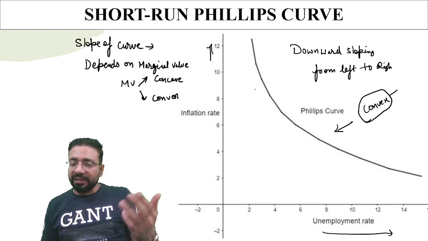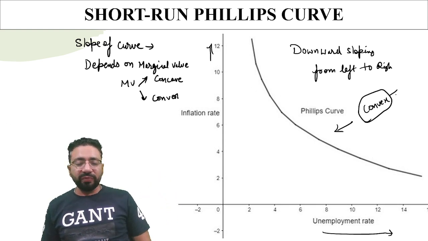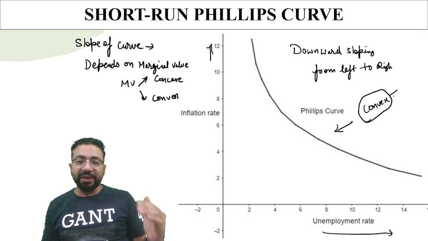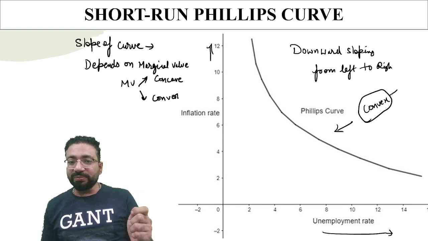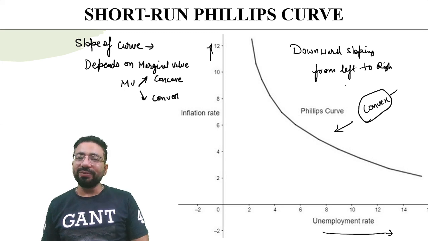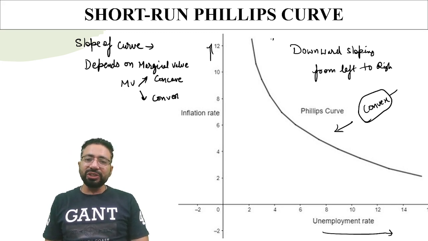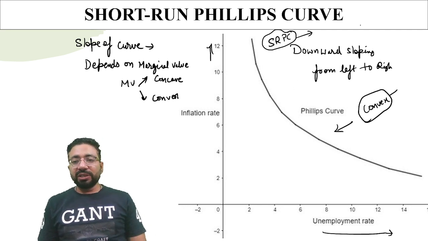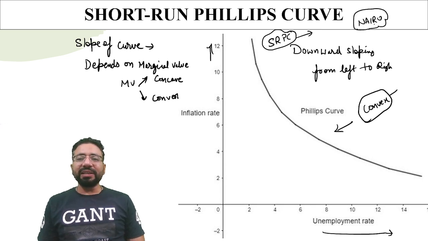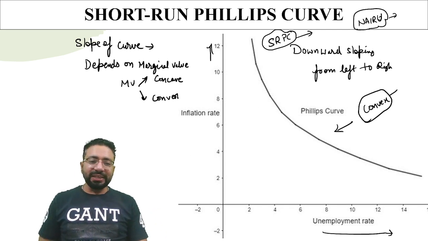As we have seen in the case of indifference curve, the slope was convex. When we look into the production possibility curve, the slope is concave because the marginal value is rising in the case of production possibility curve, while it was falling in the case of indifference curve. So this is your short run Phillips curve. This is not long run Phillips curve, because long run Phillips curve is known as NIRU, non-accelerating inflation rate of unemployment. That we will discuss later, because after 1970 certain changes have come.